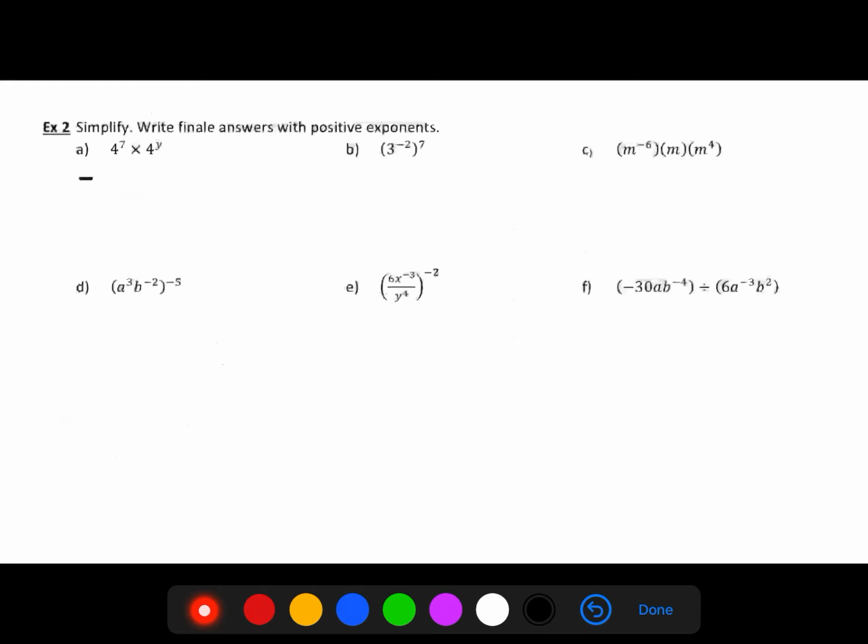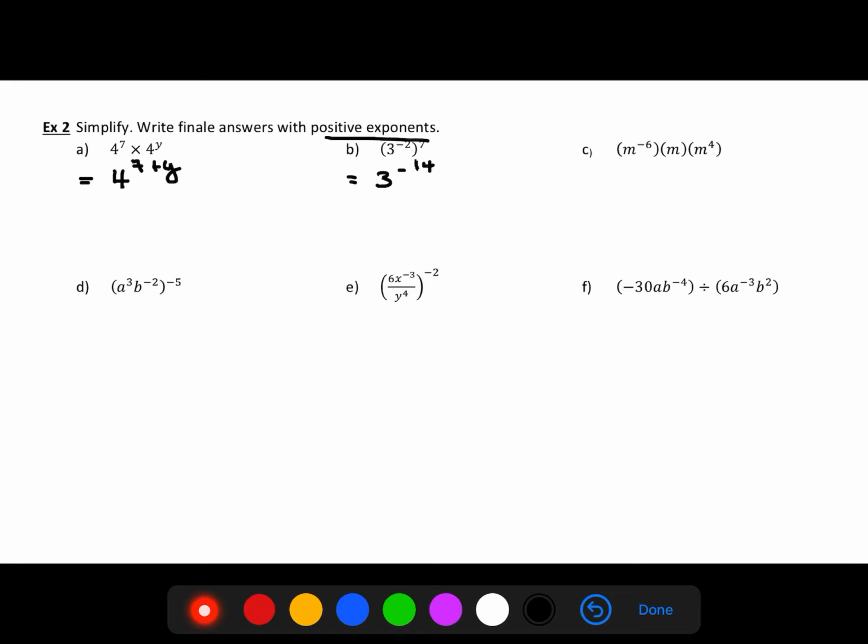Our first one, we're multiplying. We do have the same base, so we're going to add our exponents. In this case, we're just going to have to write it as 7 plus y, all as part of the exponent. Part B, we're going to simplify by multiplying our exponents first.